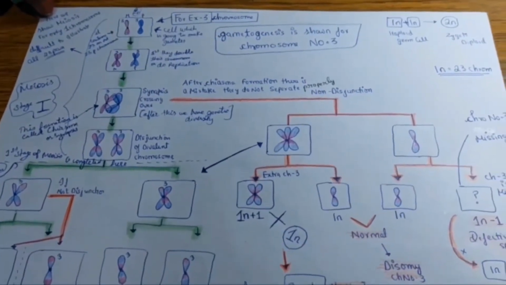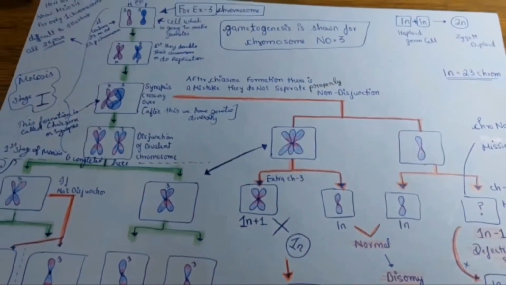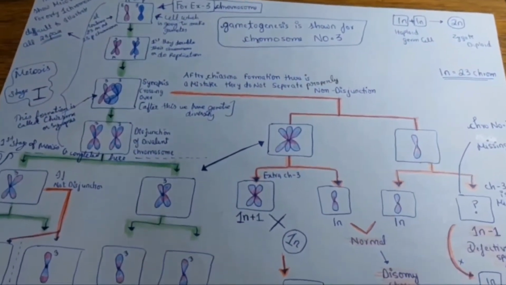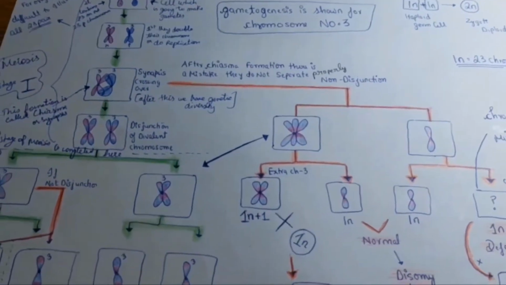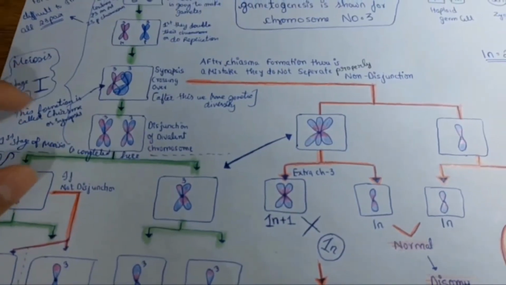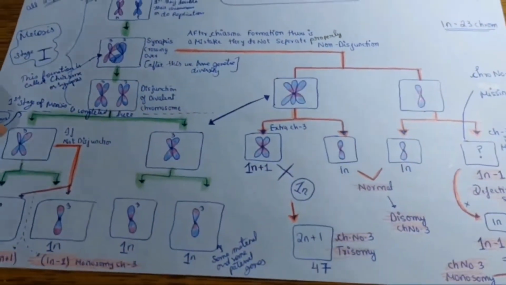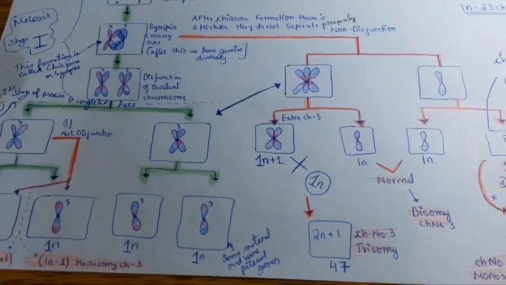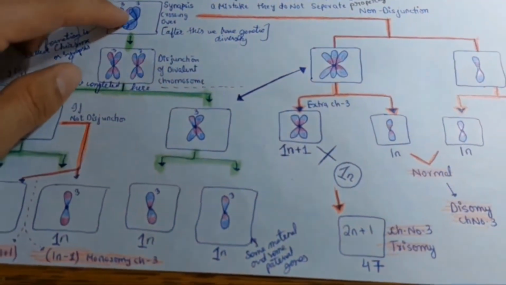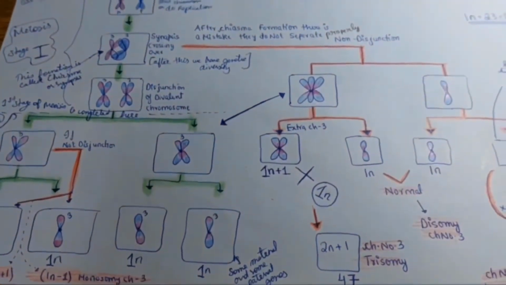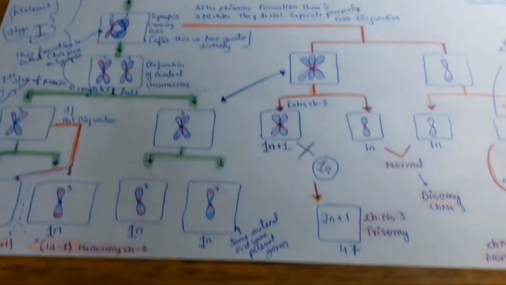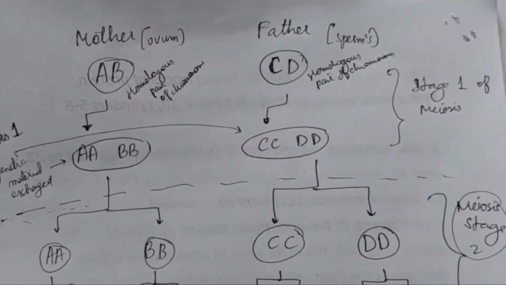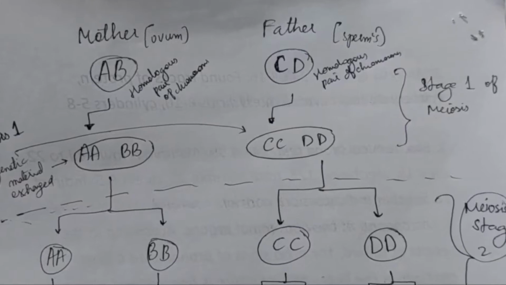So what we understood is how aneuploidy can be produced before zygote formation during meiosis: either there will be a non-disjunction problem in meiosis stage 1, or there will be a non-disjunction problem in meiosis stage 2. So basically there is a problem in which the chromosomes don't separate properly, either in stage 1 of meiosis or in stage 2 of meiosis. Now we are going to discuss aneuploidy from another angle.